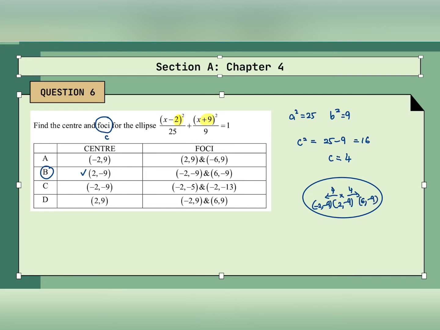So, betul lah kat sini. -2, -9, 6, -9. Okay, itu cara dia. That one is question number 6.